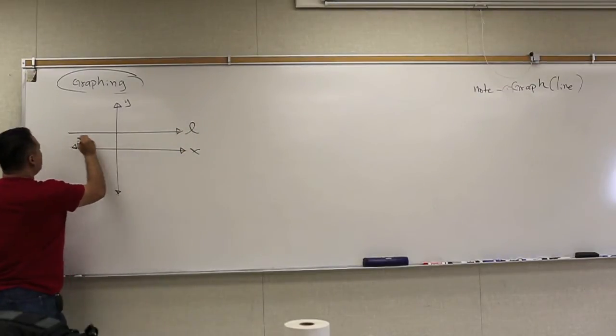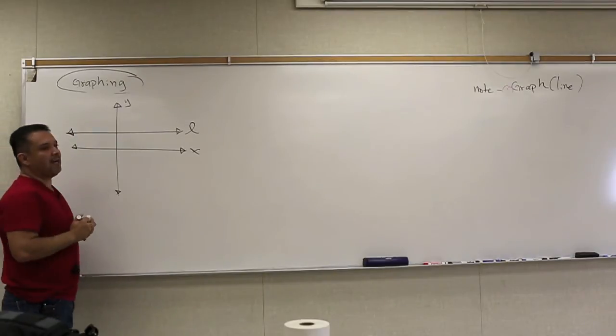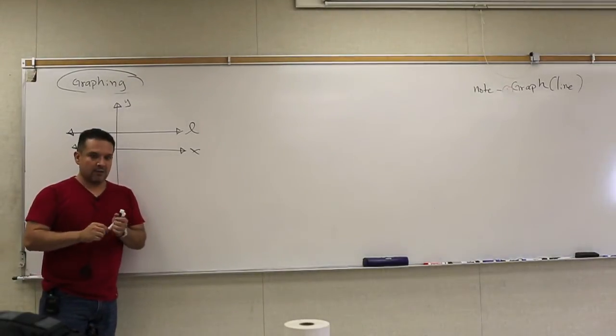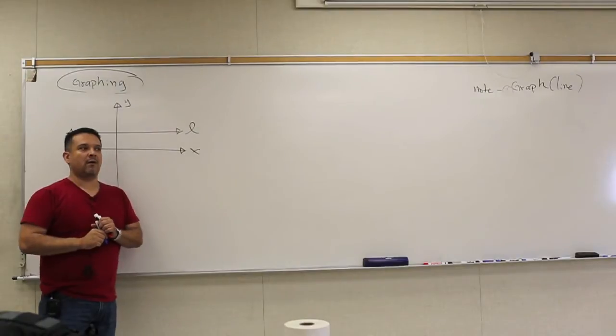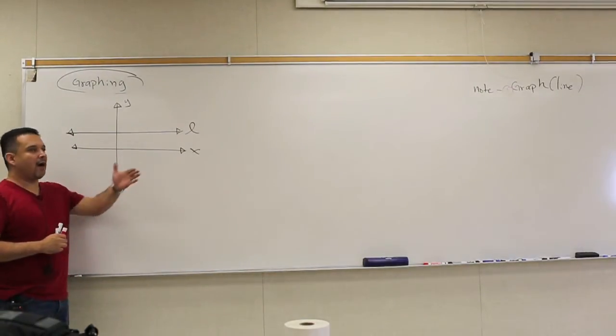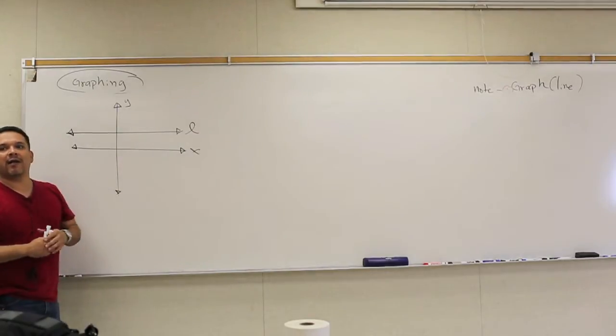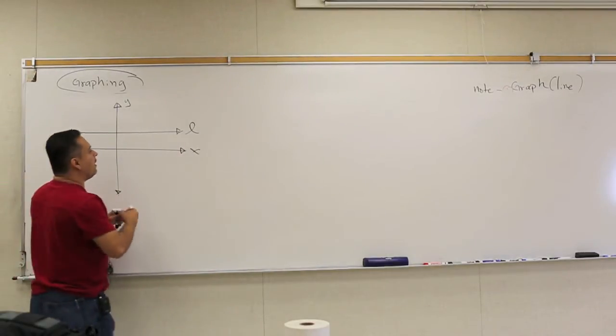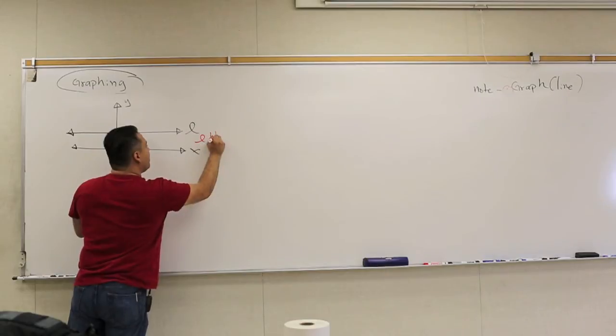Here's my line now. Do you guys know what kind of line this is? Parallel. Well, all right, okay. I buy L is parallel to X. Okay, good. That's true. We'll write this down, by the way. L is parallel to X.